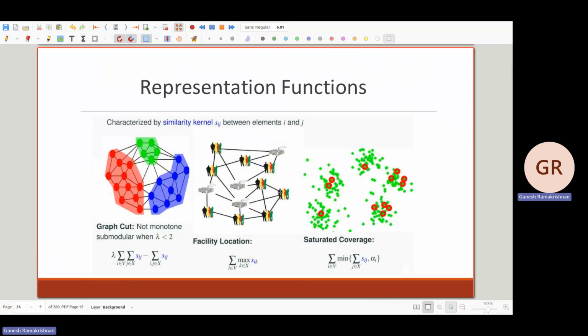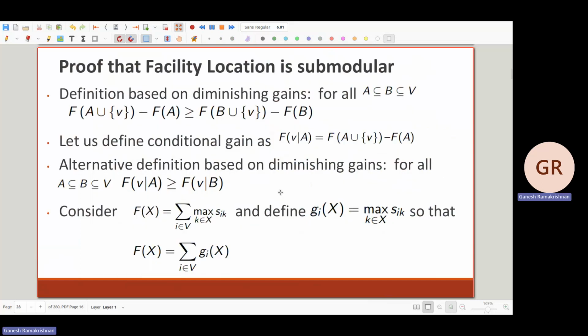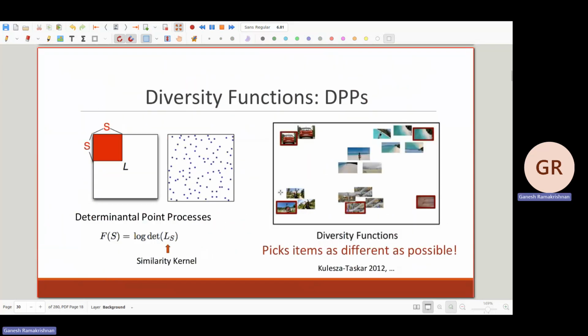So this is a summary of the representation functions. I think I said pretty much everything. You can try and prove that this is submodular, but I'm just going to skip it. Now let's cover diversity functions. Diversity functions are in some sense easier to understand. There are not too many of these.